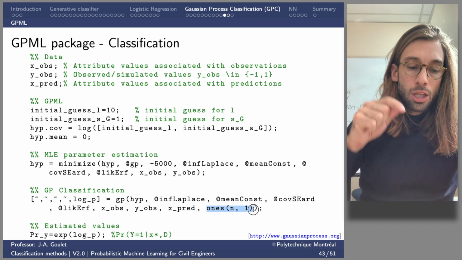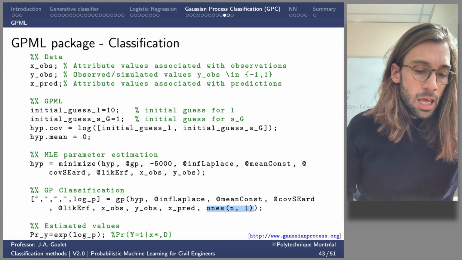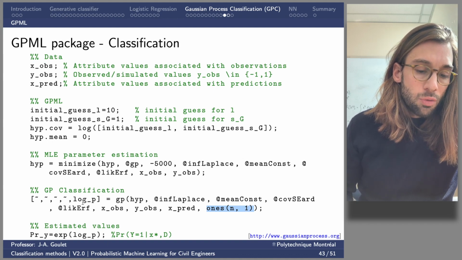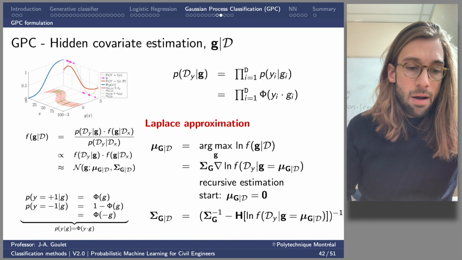We want to predict the log probability for the class +1. Okay, so if we take the exponential of what we have here, this is going to be directly the probability of y as I plotted earlier here. This is going to be directly plotting this thing here.